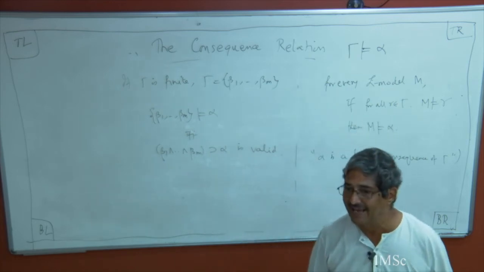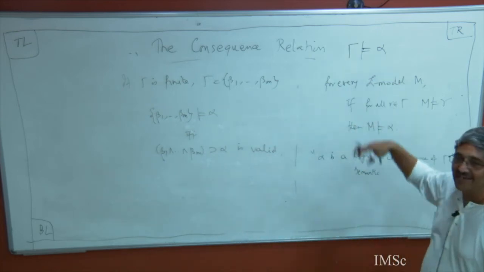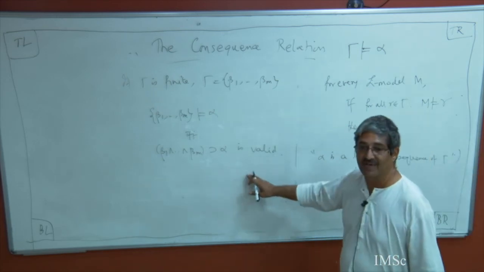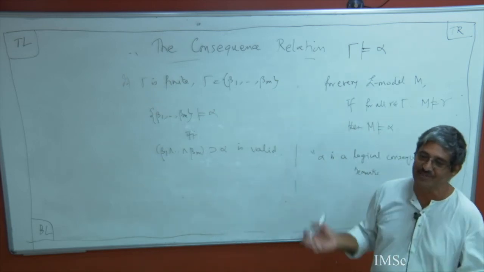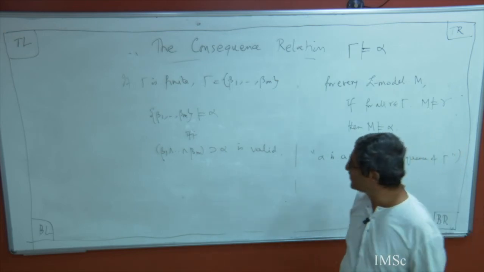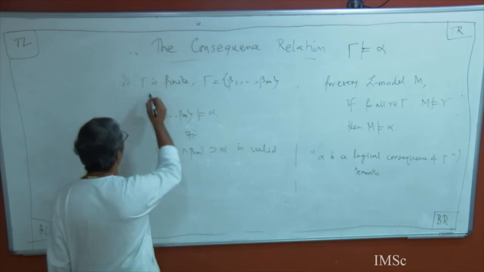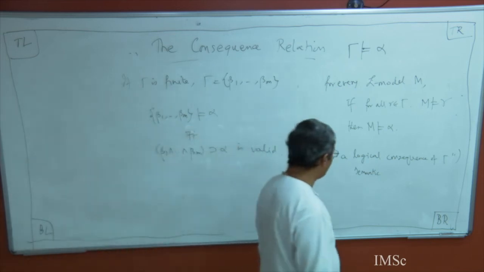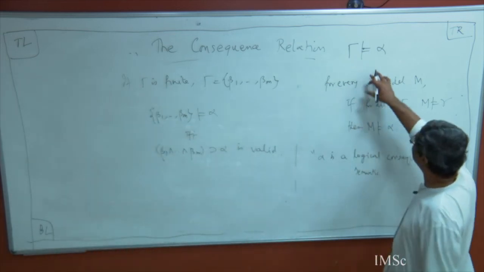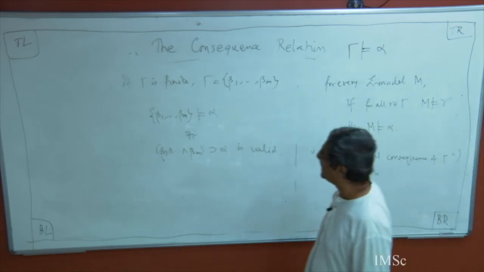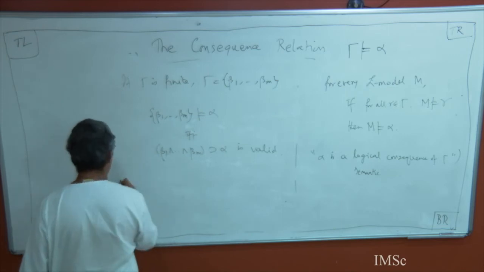So it's clear that this is not an interesting notion if gamma is finite. Well, we already have the notion of validity. It's not a new notion. Well, it's an interesting notion, but it's not a new notion, right? So this is an interesting notion when gamma is infinite. That's what I wanted to say. And there are other cases that we considered last time.